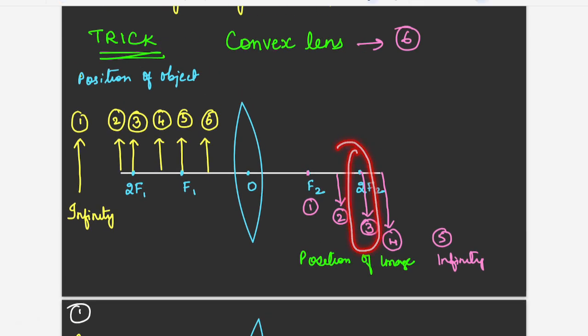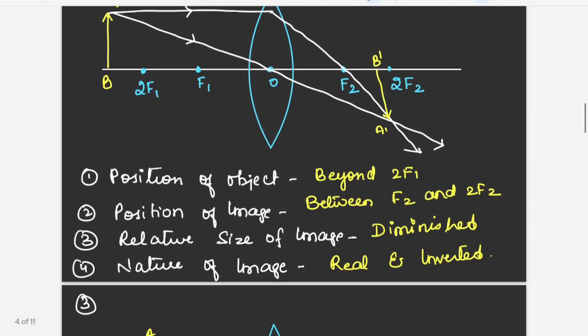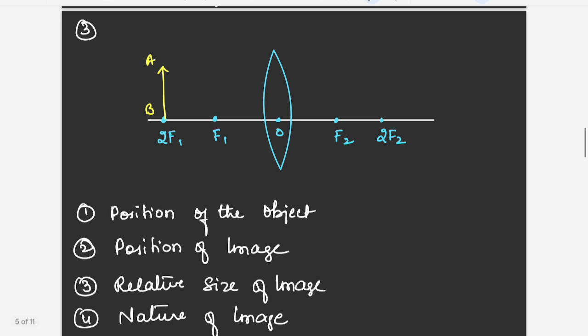In the third ray diagram, it is formed exactly at 2F2. So exactly at 2F2 you will be getting the image. Here a same sized image will be formed. So before drawing the ray diagram itself, I have an idea where the image is formed. Therefore I have drawn the image directly.